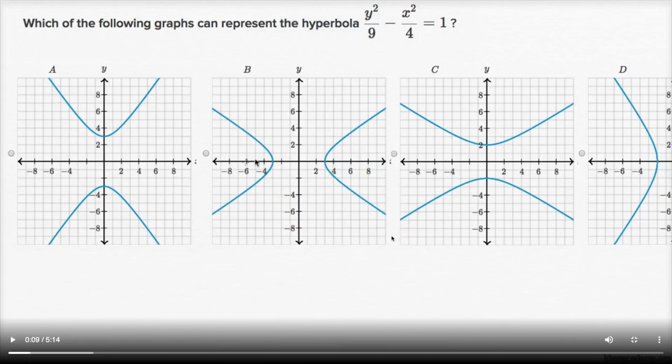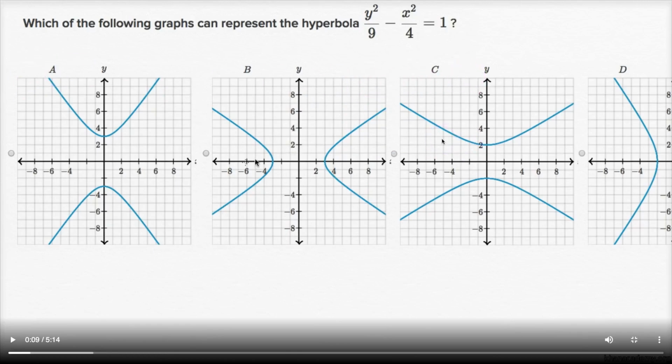Which of the following graphs can represent the hyperbola y squared over 9 minus x squared over 4 is equal to 1? Alright, before we do that, let me do it first. According to the last video, if the y term here is a positive number, that means the hyperbola should open along the y-axis. So it can be either A or C, but which one is the right answer?